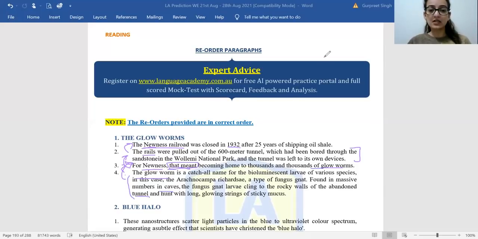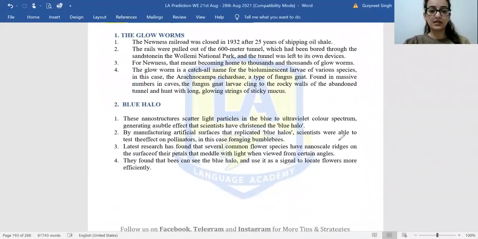So these are the concepts in this question. Let's see what we have in the next one. And the second one.